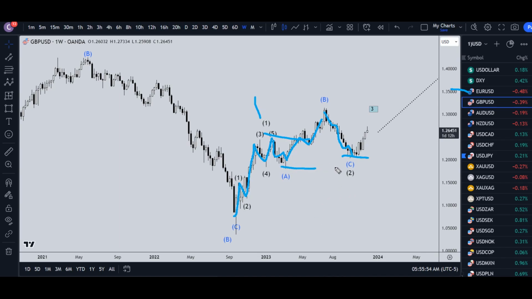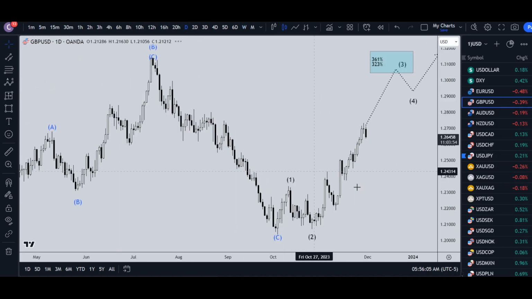I think it's an ABC correction, a running flat for the wave 2, and I think there's a very good chance we're in a 1, 2, 3, 4, 5 of wave 3 right now. So taking it right down to the daily time frame.